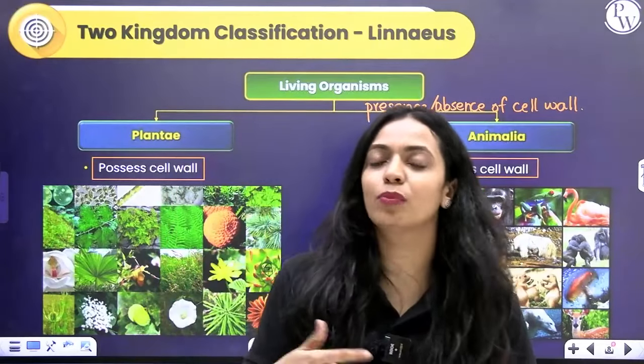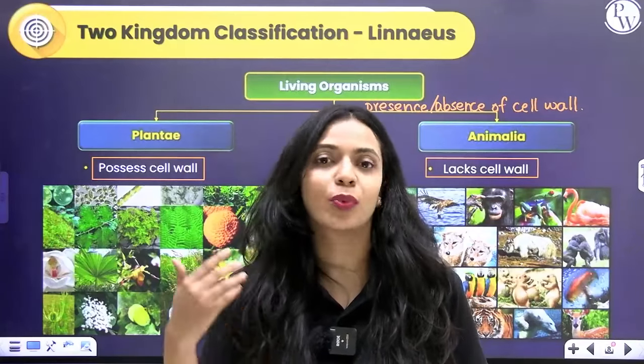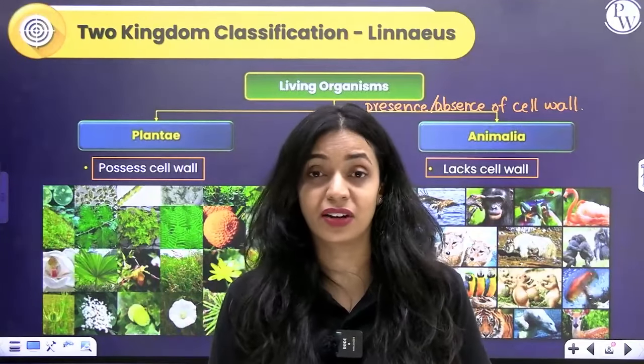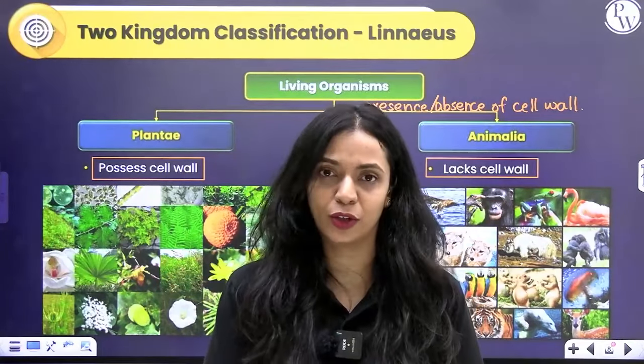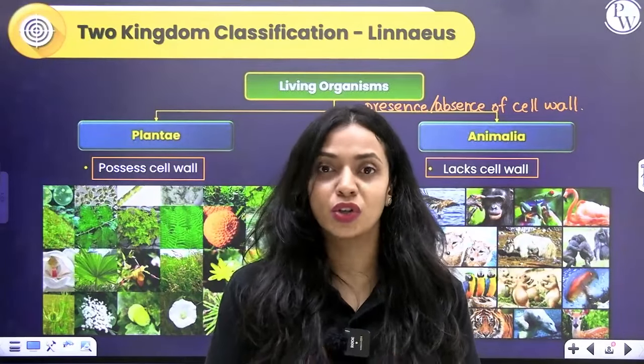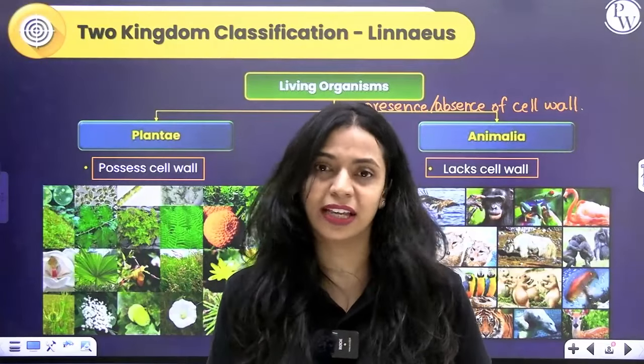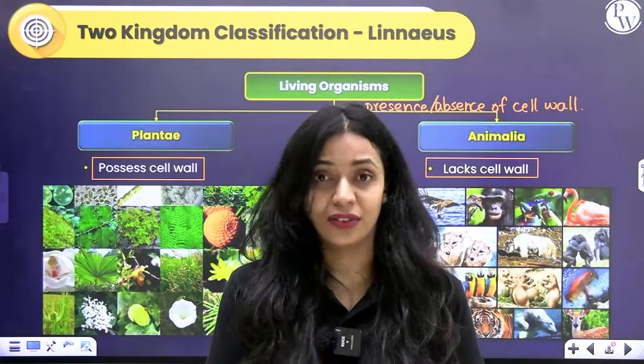But as more and more organisms started to get discovered, as microscopy started to get advanced and we got to know about a lot more species of microbes, we started to see some disadvantages or drawbacks of the system also. One thing is, it's very easy to understand. Anybody can understand this classification. That is one advantage of this classification.